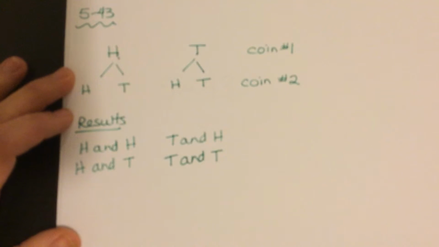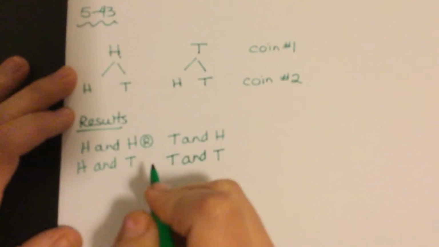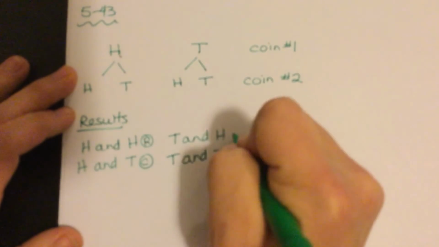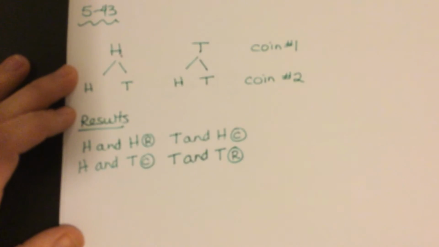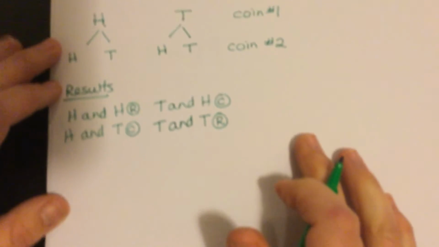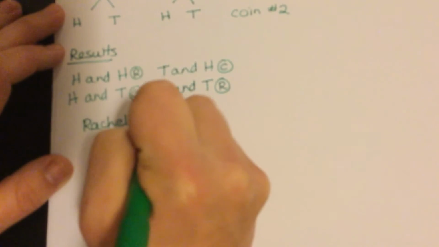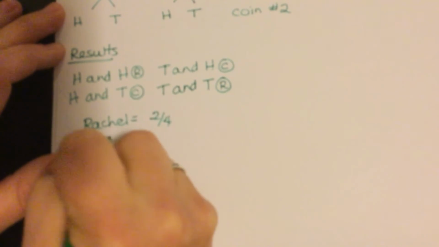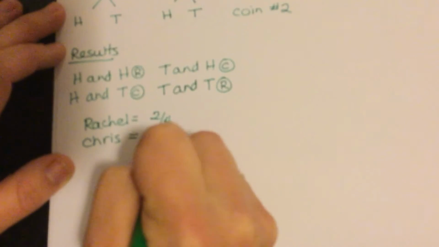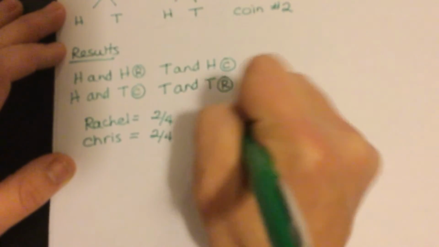And then with my results, I want to go through and determine who won each coin toss. So if they're the same, it's Rachel. If they're different, it's Chris. So I'm labeling them appropriately. I can see that Rachel won 2 out of 4, and her sister, Chris, won 2 out of 4. These probabilities are equal, meaning that the game was fair.